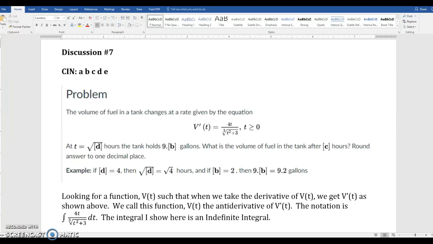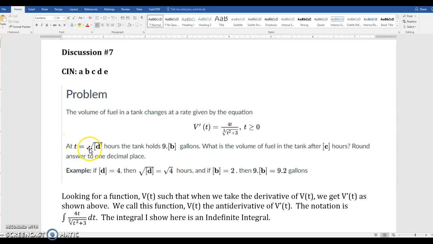Statement of the problem here. It says the volume of fuel in a tank changes at a rate given by the equation V prime of t. So what you have here is that at some point there was an equation that denoted the volume of fuel in a tank for some specific time, and somebody took the derivative of that function, and this is now explaining the rate of change. So this is how the volume of fuel changes over time in this specific tank, given by this equation, and it notes for time greater than or equal to 0.